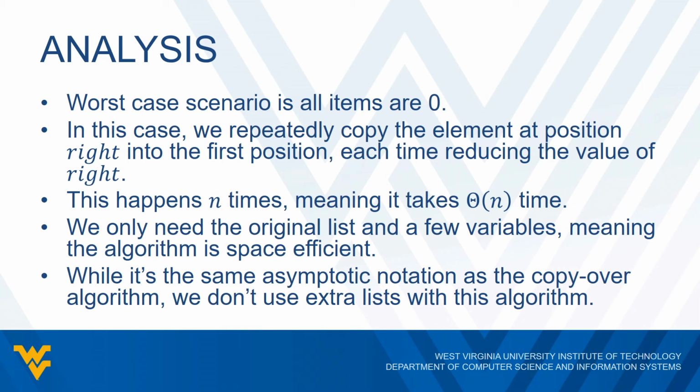The whole point here is that this is the same asymptotic notation as the copy over algorithm. That was also theta of n time. But we don't use any additional list with this algorithm. So if we had to pick which of these three algorithms we just talked about would be the best for this problem, this algorithm right here would be our best choice, because we have the asymptotic time of our first algorithm, theta of n, and we don't need any major additional space in order to make it work.